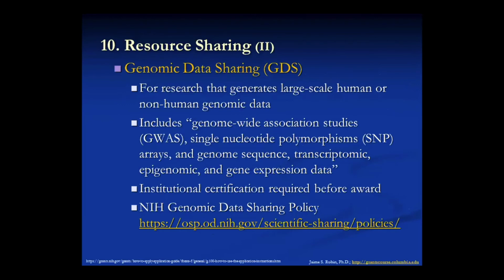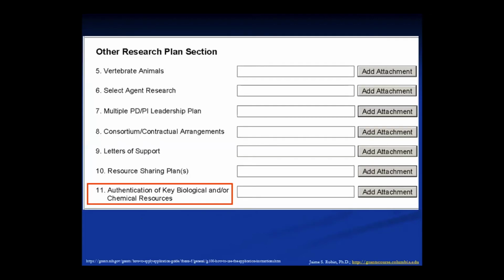And then if you're doing some large scale human or non-human study that involves generating large scale genomic data, there's also genomic data sharing requirements. But this is for very specific types of research. And moving right along, as I mentioned before, authentication of key biological and/or chemical resources is part of the emphasis on rigor, reproducibility, and transparency.